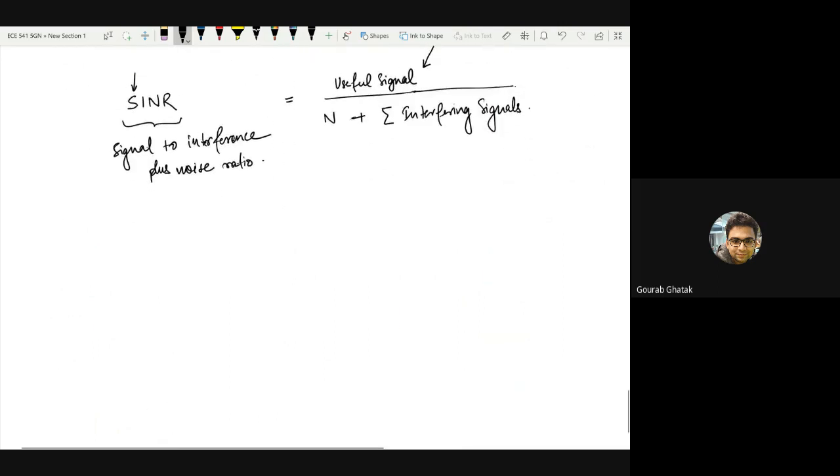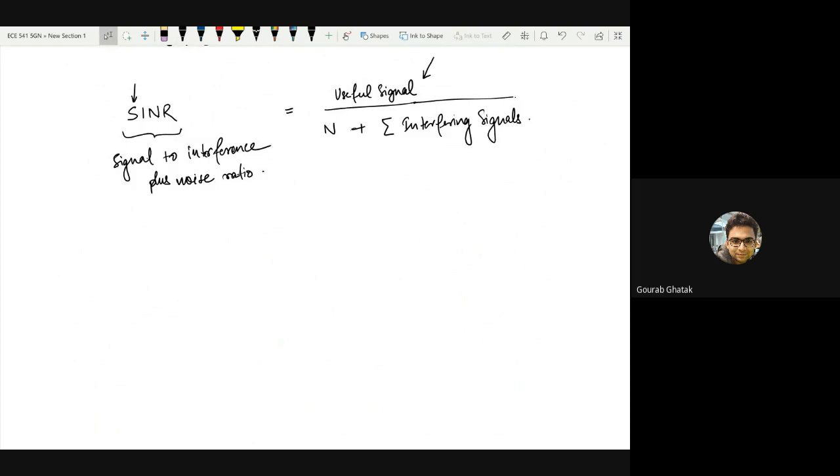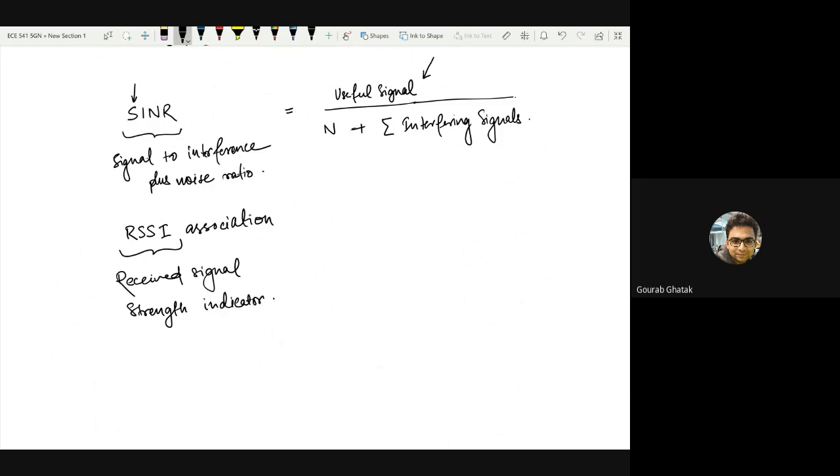So one of the typical things that we would be assuming throughout this course is called RSSI association. It represents received signal strength indicator. It means nothing but associate with the base station which is giving you the highest received power.